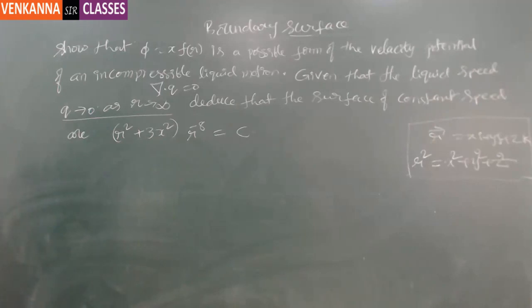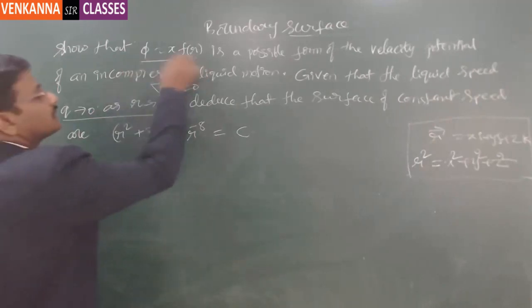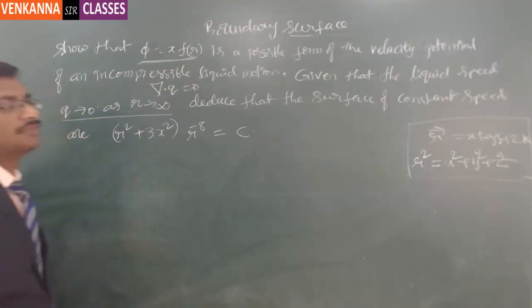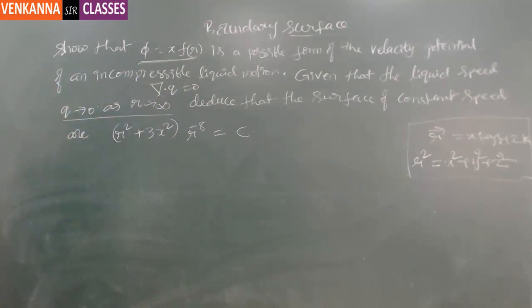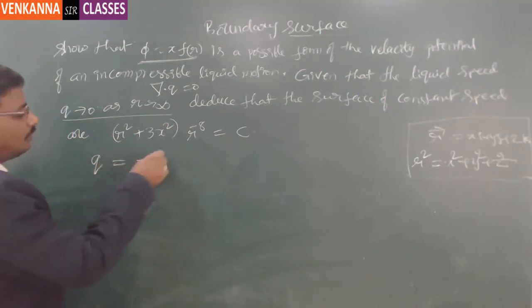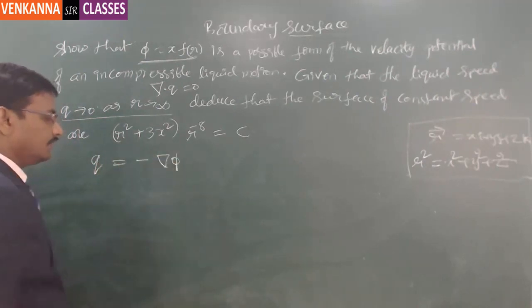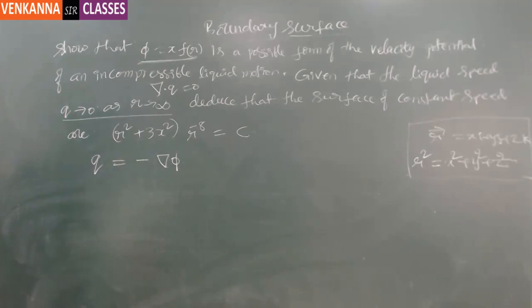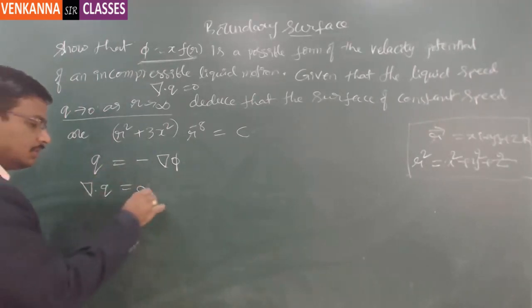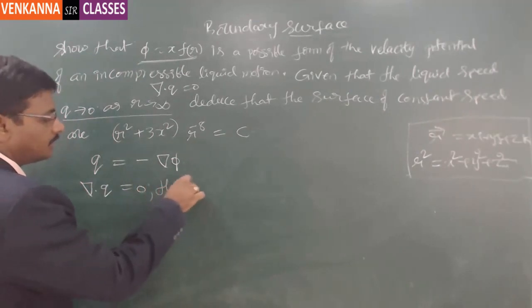Any idea how we can do this? See this, this is what is given. Phi is the only thing which was given. If it has to be a possible liquid motion, then ideally q should be equal to minus del phi. This is one thing which you need to prove. Then the other thing is del dot q is equal to 0. If it is 0, then it's a possible liquid motion.